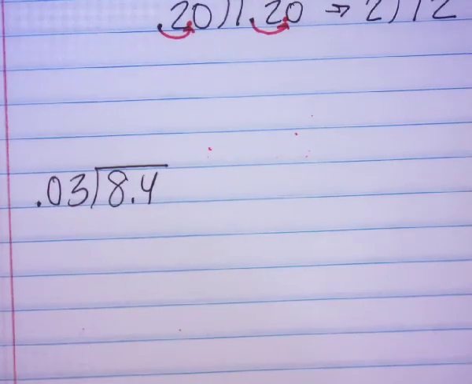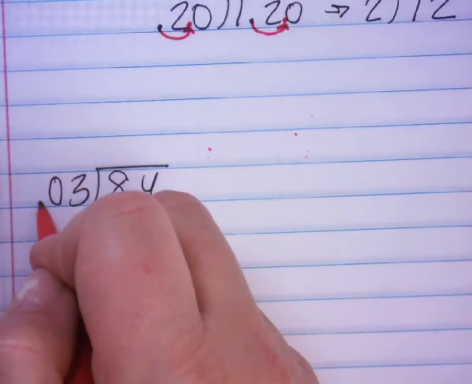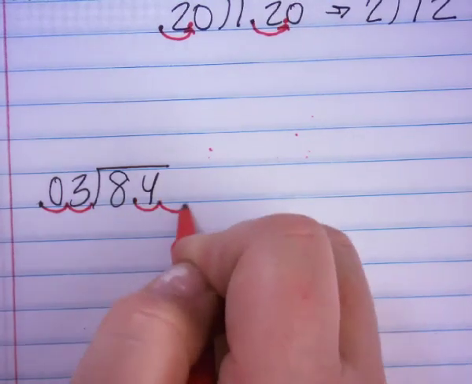Sir, are you trying to get the 3 point? I'm trying to get the decimal out of the divisor. Okay, so that's 3 point. Yes. So you can just watch, or you can work as you're watching if you'd like. Or you can try it on your own.